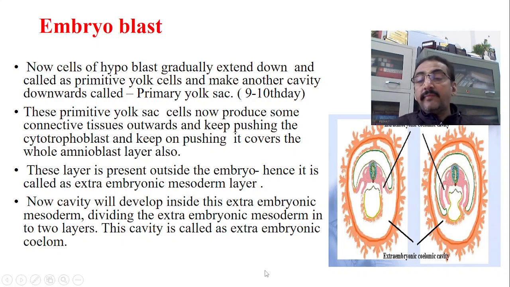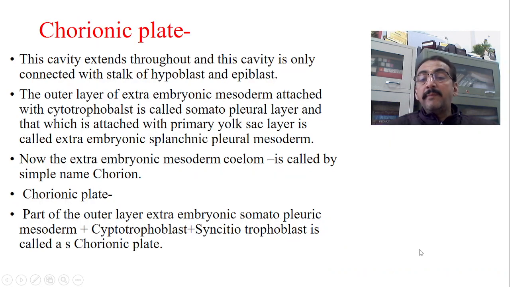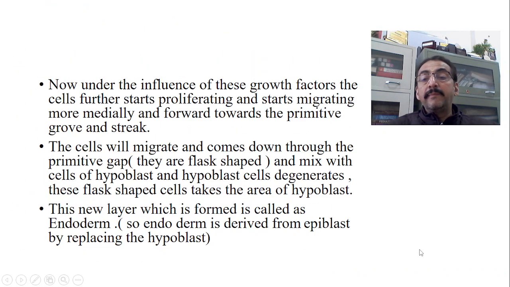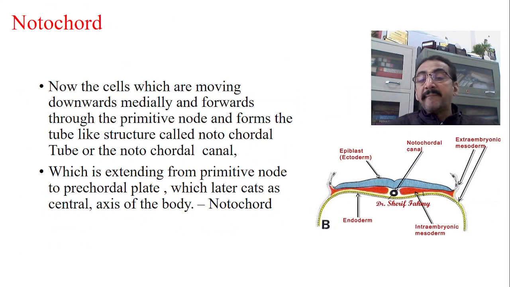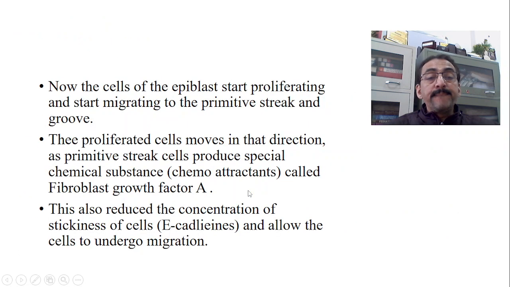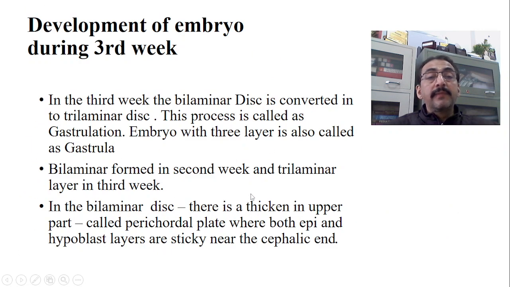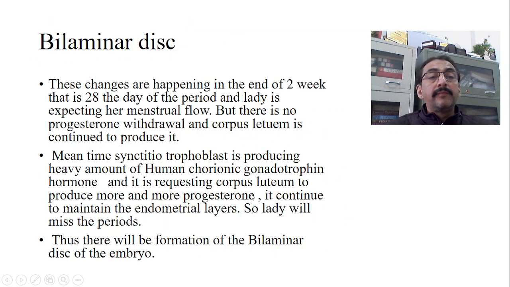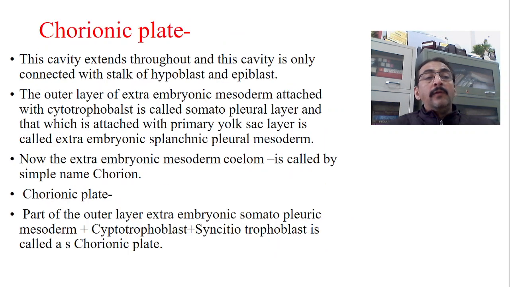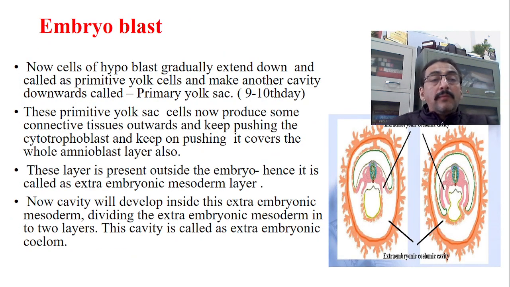See, the extra embryonic coelomic cavity is there, and the extra embryonic mesodermal layer. Now you can understand over here. See, this is the epiblast, and this is actually the hypoblast layer. I will explain it.